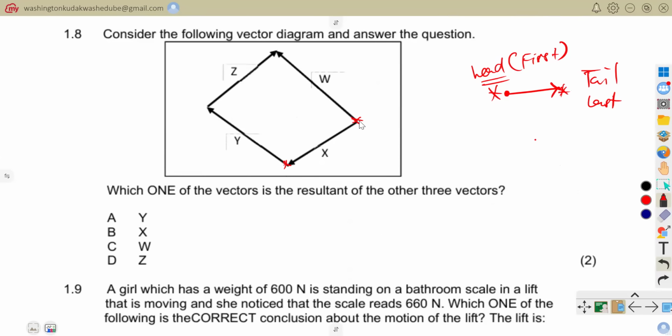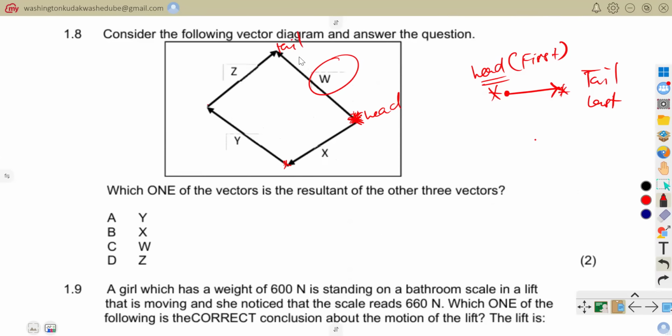So this one is starting at the head and ending at the head. Sorry, this is now ending at the tail, but you can see that this is starting from the tail to the tail. We are looking for something that is starting from the head to the tail. And that is W.